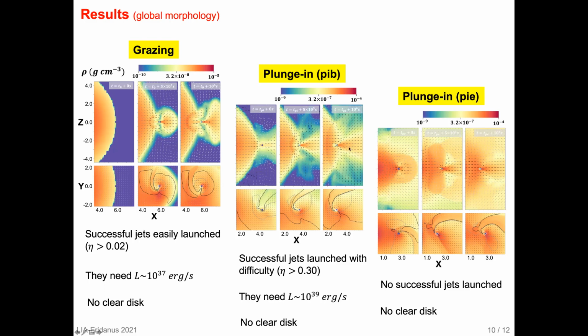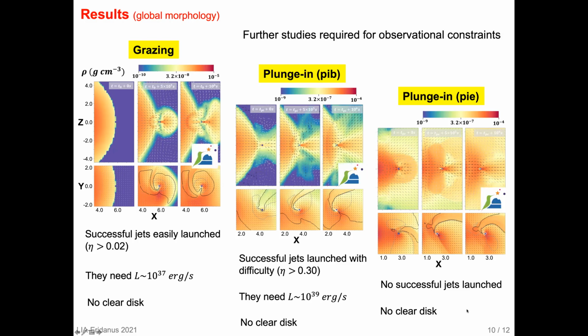And in the middle part, in this middle plane, we can have successful jets, but only if they are very efficiently powered, if they have like 10^39 ergs per second. And once more, in none of these cases do we see clear disks. And so you may be thinking, what the hell does it have to do with Colibri?